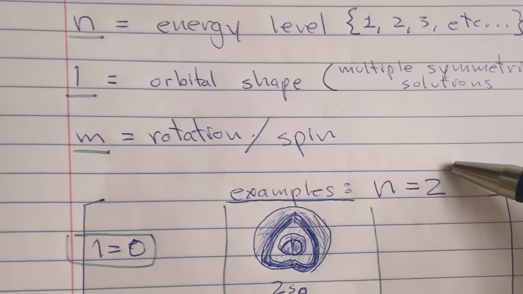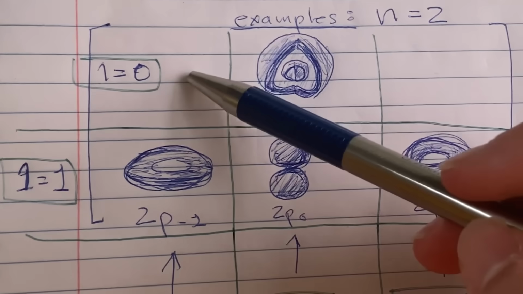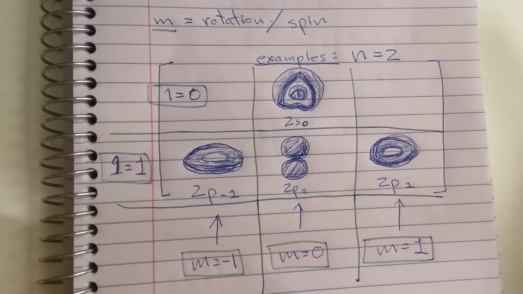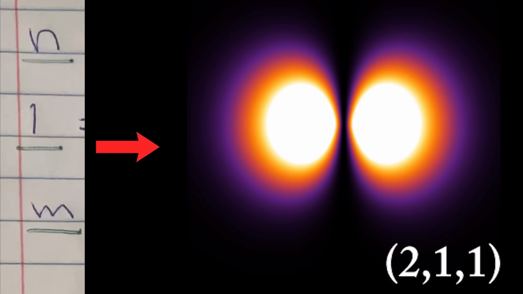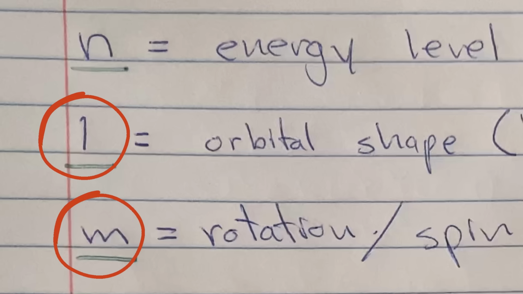N represents the energy level, which we already know about. L represents the orbital shape, as higher level orbitals have many solutions with many different shapes, and M represents the rotation of the shape, or which way it's facing. There's also S for spin, but that's not really important for us. These numbers directly affect how the electron wave looks. We already saw how N affects things, and the other two will become more apparent in our new simulation.